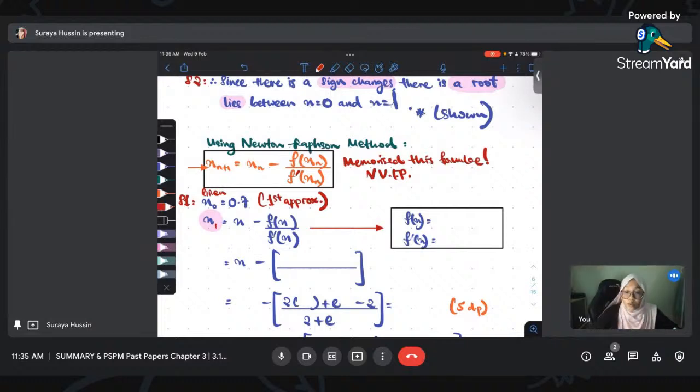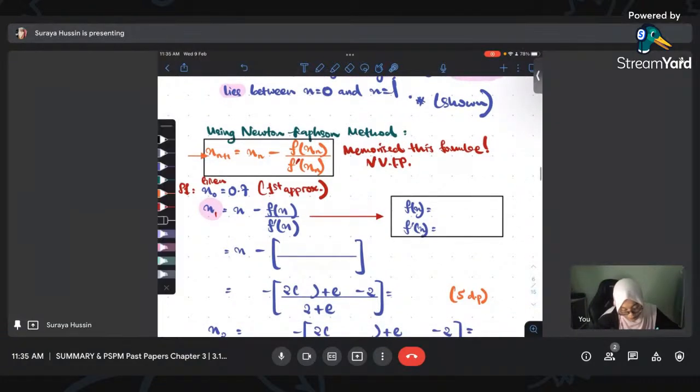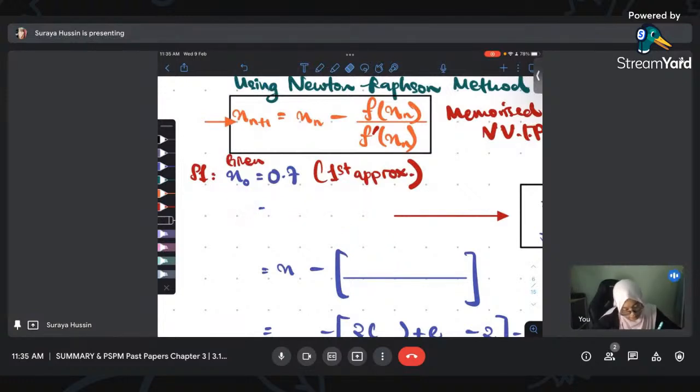Okay, nak cari X1 kena pakai Newton-Raphson Method. So this is the Newton-Raphson Method punya formula. Okay, so you have to use this. So now X1 is equals to X0, and here is minus F(X0) over F prime(X0). Faham ke maksud saya ni? Or should I write it again? Saya delete lah semua ni.